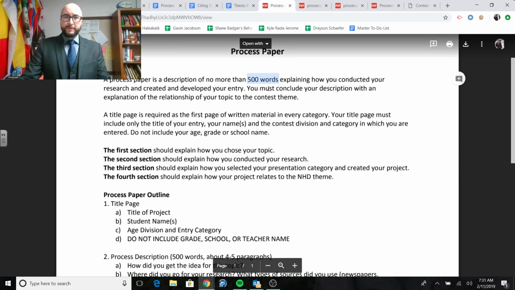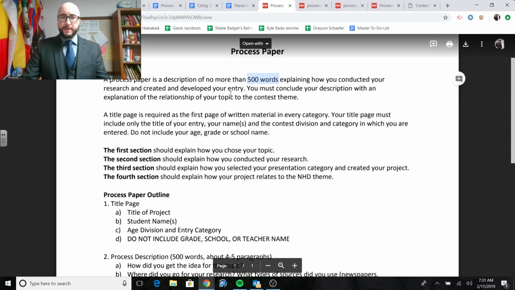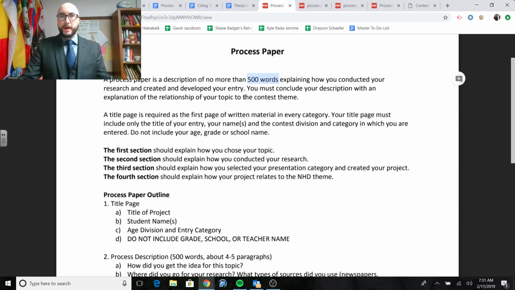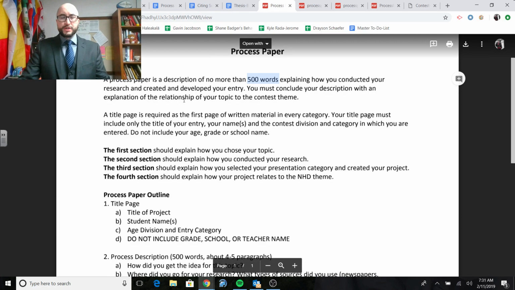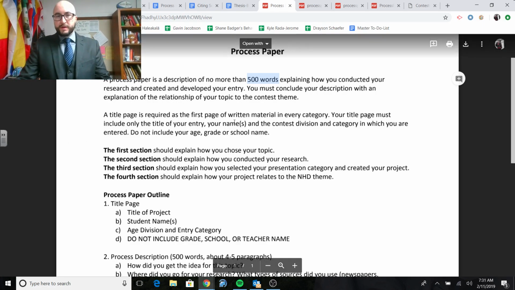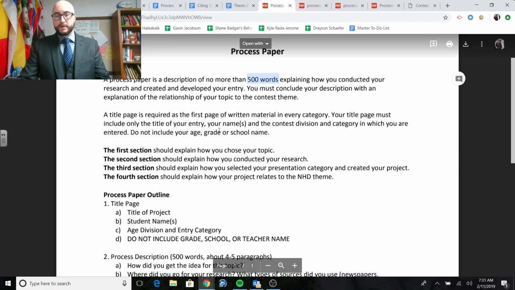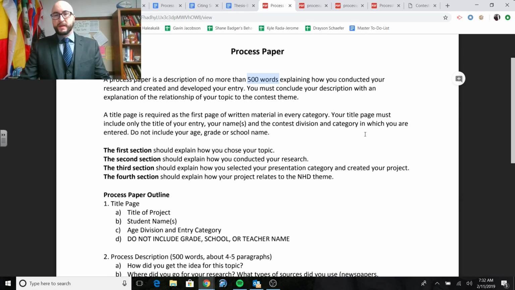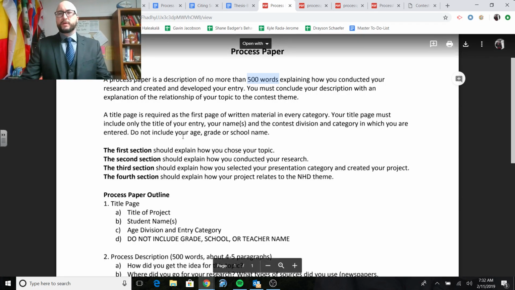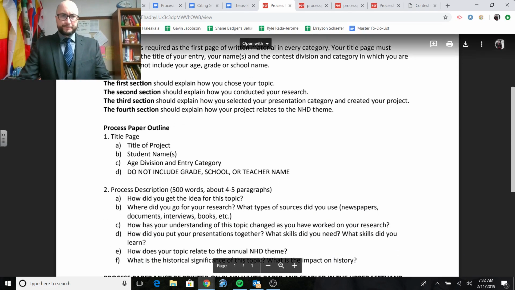So, you've got to do 500 words, the description of explaining how you did your research, how you created and developed your entry. So basically, again, it's just like why you picked your project, why you enjoyed it, what you learned from it. You must conclude your description with an explanation of the relationship of your topic to the contest theme. A title page is required at the first page of written material in every category. Your title page must include only the title of your entry, your names, the contest division, and category in which you are entered. We're going to get into title pages in a second, so don't worry about that quite yet.